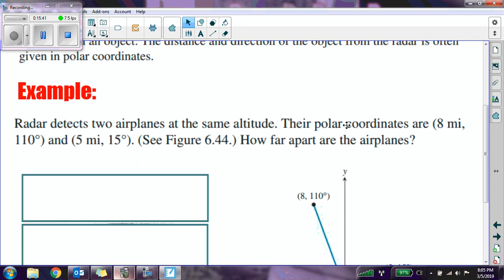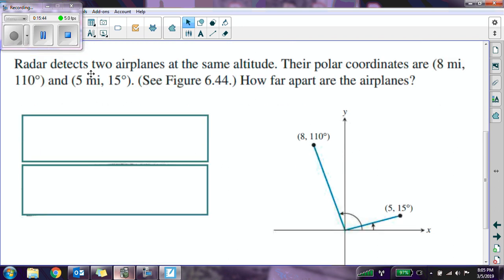So just to give you an idea of this, we have radar that's detecting 2 airplanes at the same altitude, so they're at the same exact height. Their polar coordinates are 8 miles at 110 degrees and 5 miles at 15 degrees. They actually gave you a sketch of this so you could see. As far as the 2 planes flying at the same altitude, think of this as a sky view for your radar here. We're looking all the way up and looking down at the airplanes here.